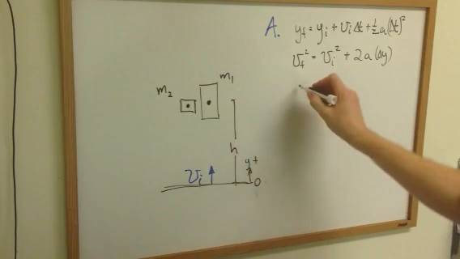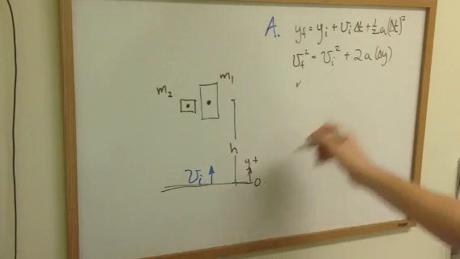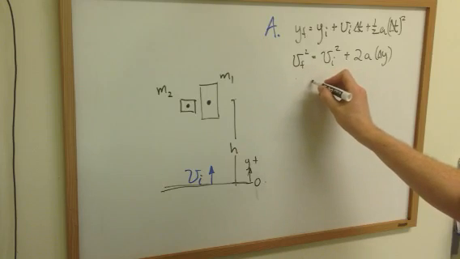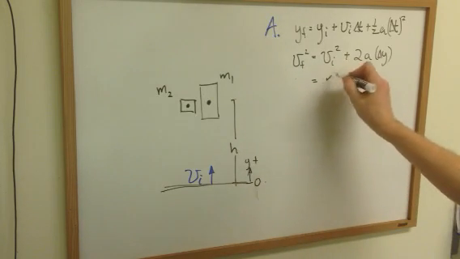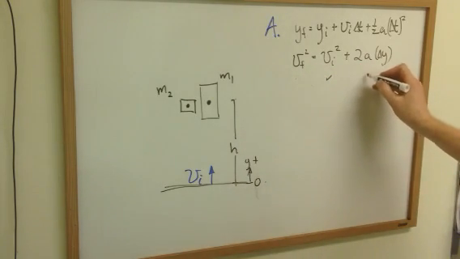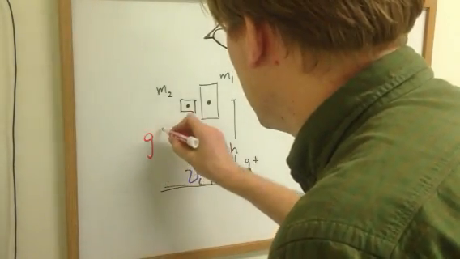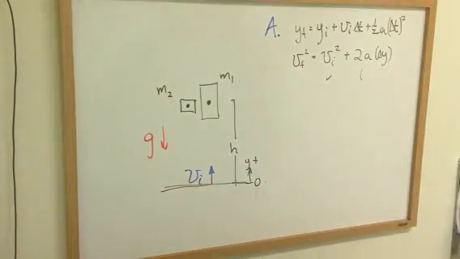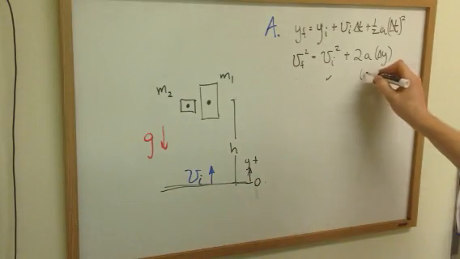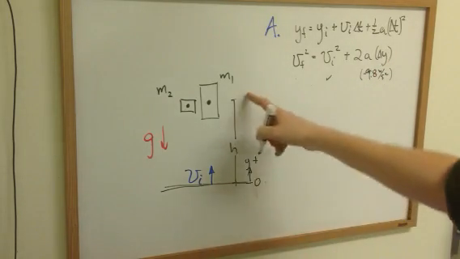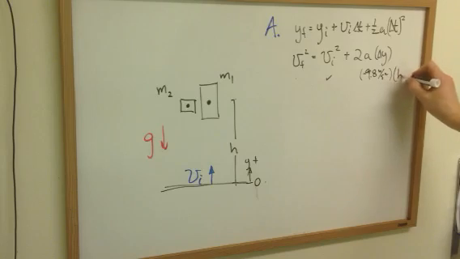Our final velocity is what we want to solve for. Our initial velocity we have. Our acceleration we have. Remember, acceleration is constant due to gravity. It's downwards at 9.8. So here, acceleration is going to be negative 9.8 meters per second squared. Delta y, final minus initial, is going to be h.